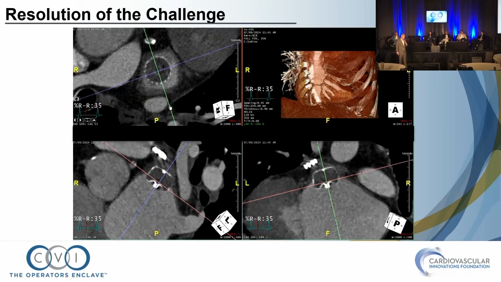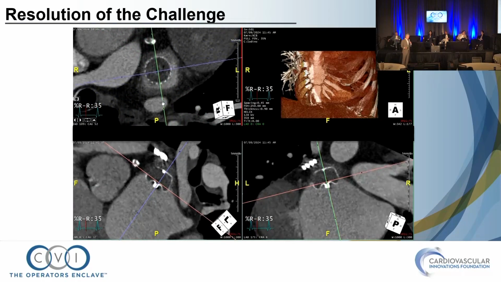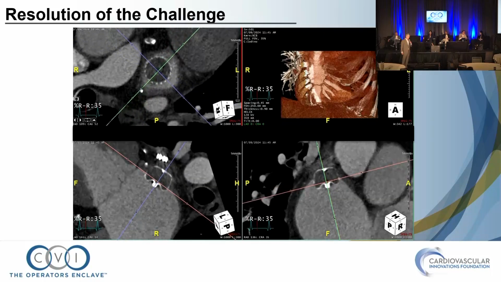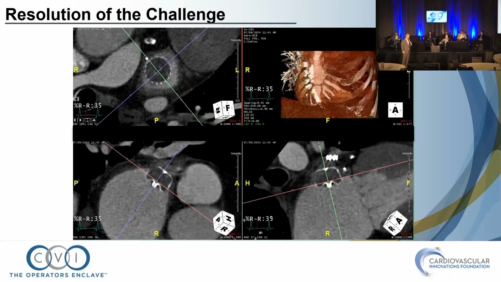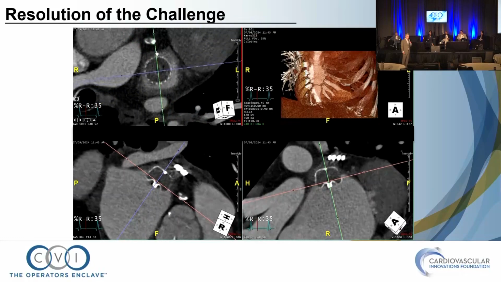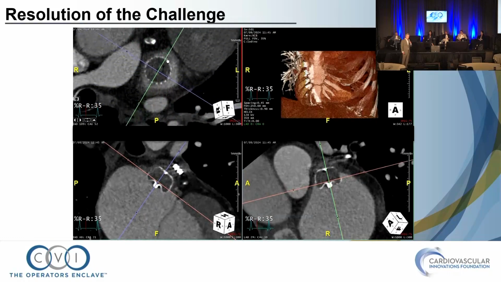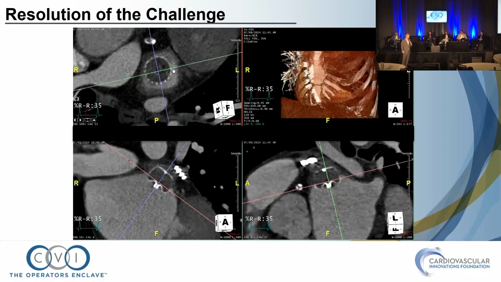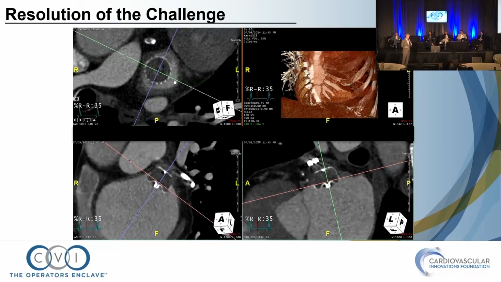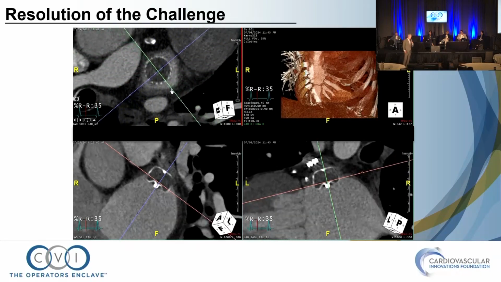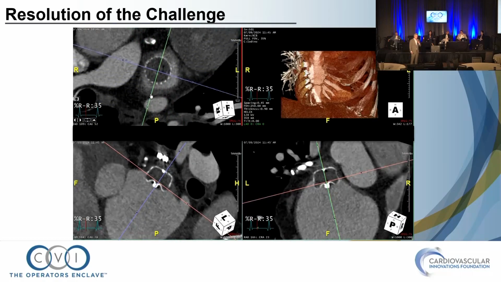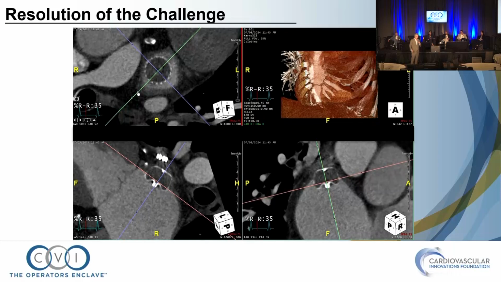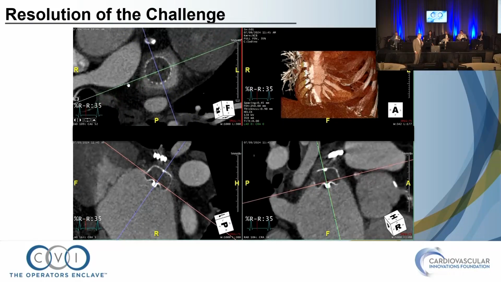What you're seeing is a CT scan and MPR imaging done about 2 months after the implant. I'm just helicopter sweeping around in this en face view, an axial plane, and looking at the long axis view. What we see is a thrombosed left atrial appendage closure device without evidence of DRT. This is a closed appendage.